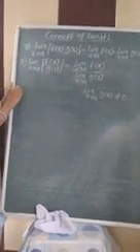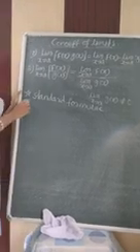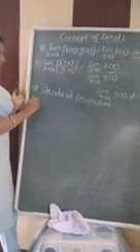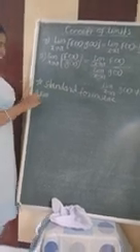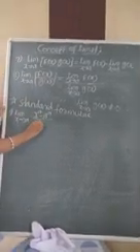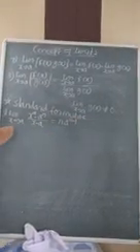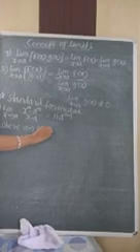Now some standard formulas. Limit x tends to a, x raised to n minus a raised to n divided by x minus a equals n into a raised to n minus 1, where a is positive and n is a rational number.